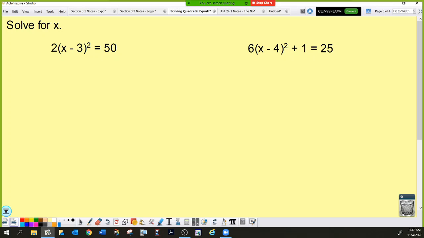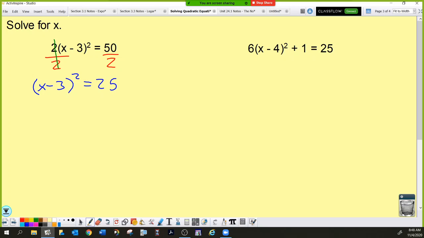Let's keep solving for x. This first example, someone want to tell me what I'm going to have to do first, trying to get x by itself? What do you got for me? Yeah, you got to divide both sides by 2 first. I can't distribute this 2 because of the exponent. Instead, I divide by 2 on both sides. This gives me x equals, whoops, sorry, jumping the gun here. x minus 3 squared equals 25.